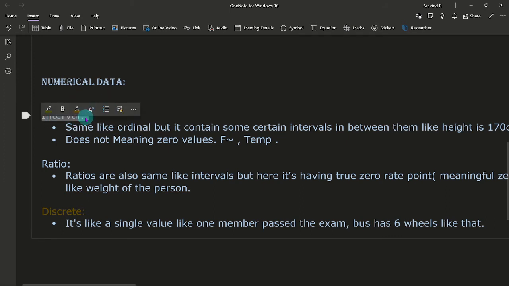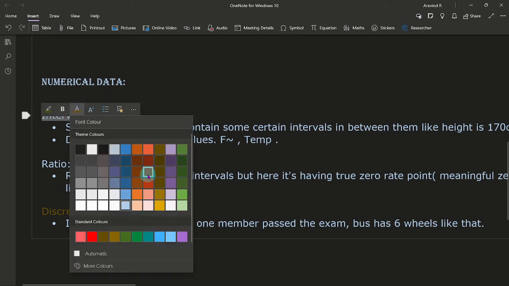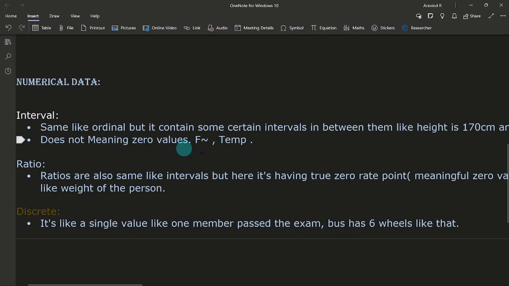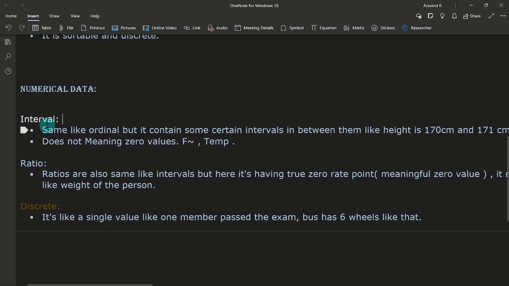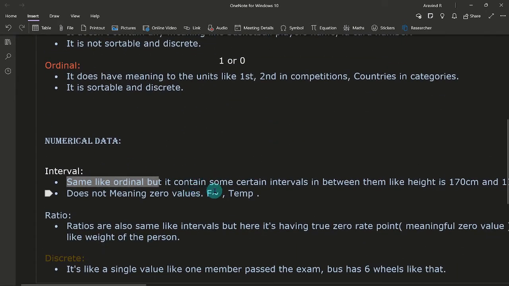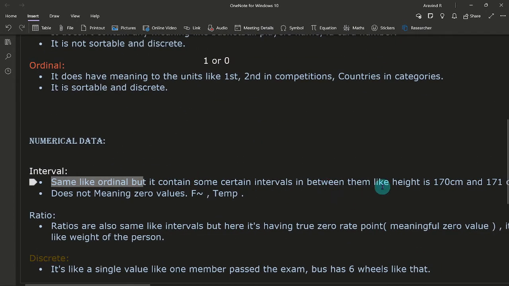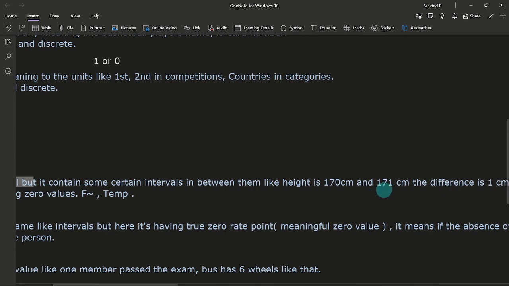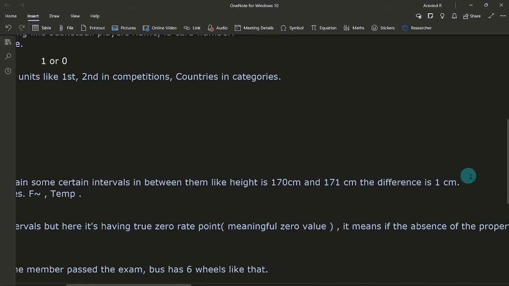So what is interval? I hope you can get some idea about the interval type. I will read this. Okay. So same like ordinal, but it contains some intervals in between them. Like height is 170 centimeter and 171 centimeter. We have 1 centimeter interval between them. The difference is 1 centimeter.